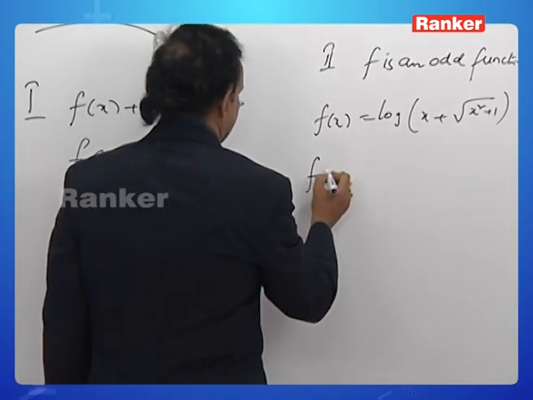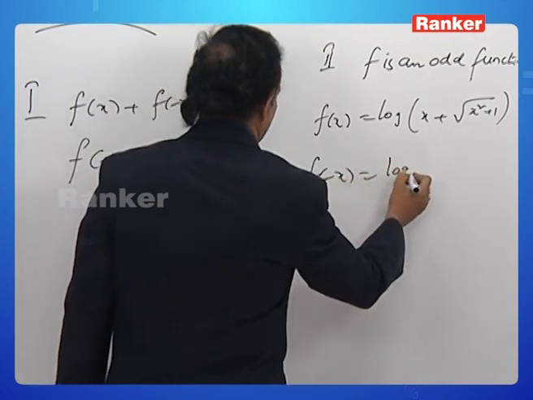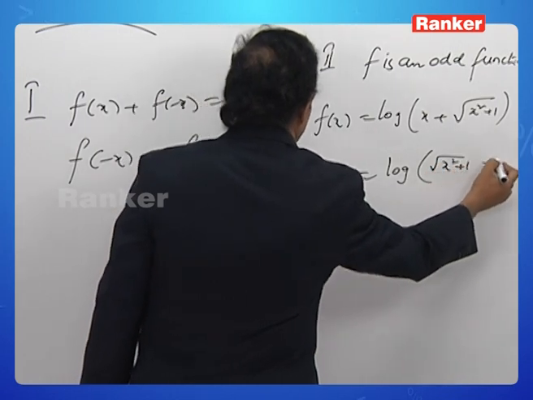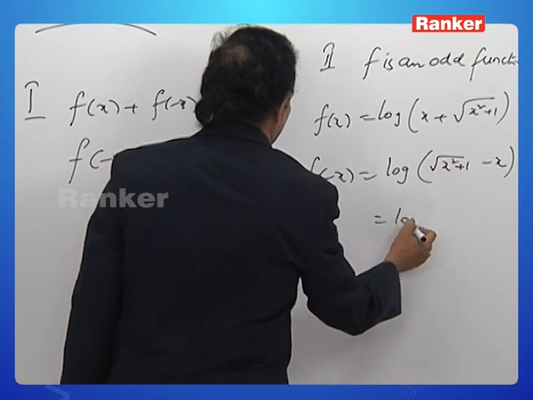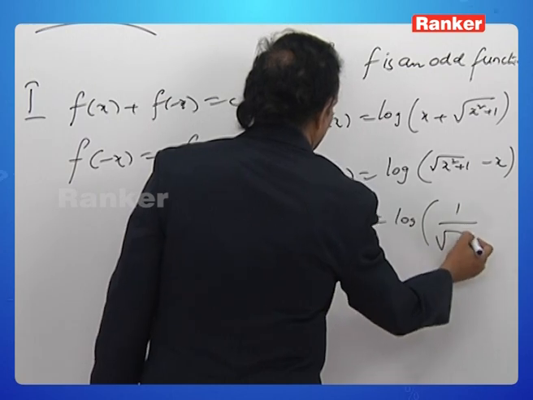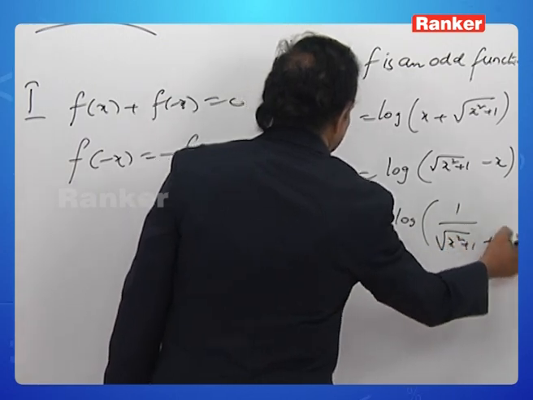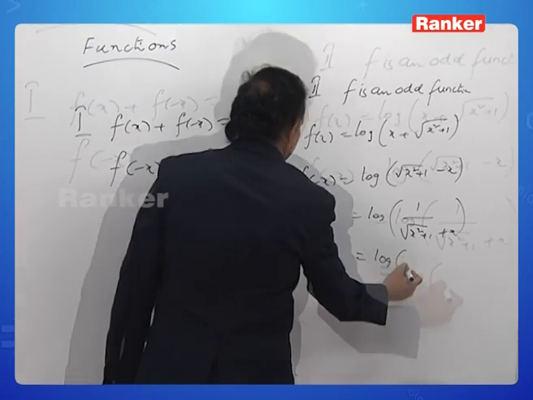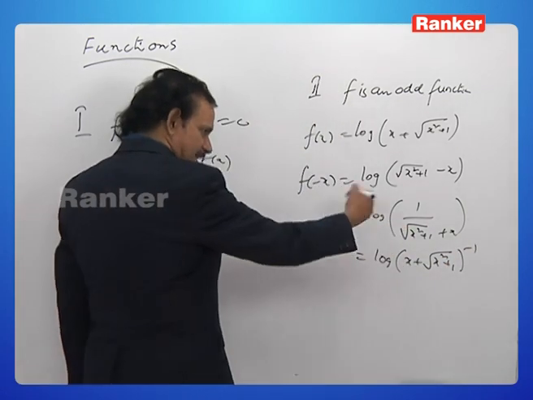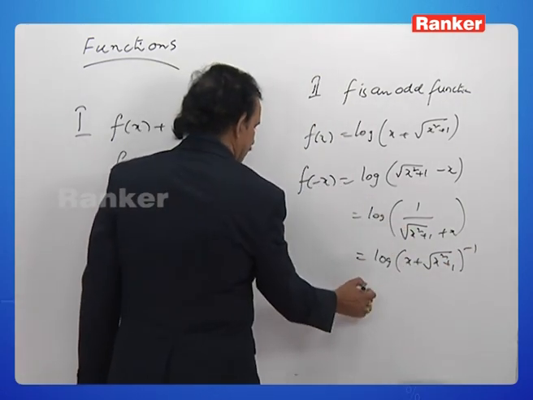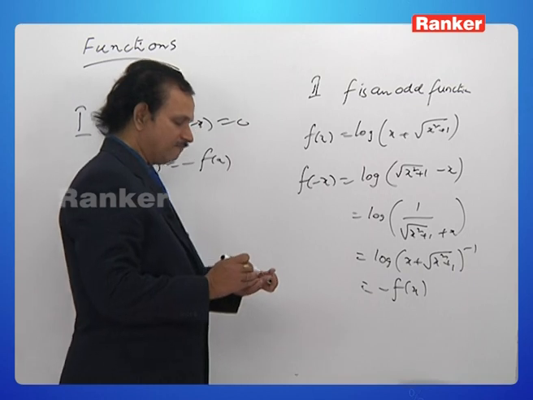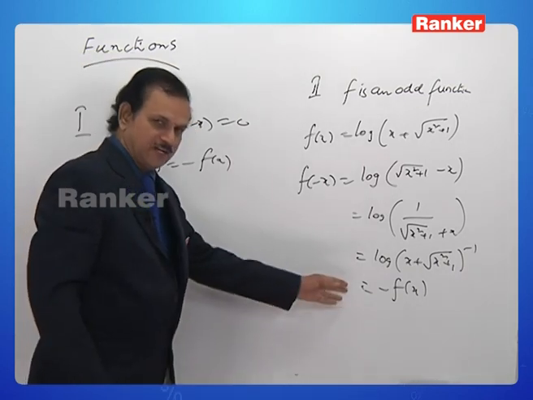Let us see. What is f of minus x? This is nothing but log of minus x whole square is x square, root of x square plus 1 minus x. This is equal to log of, let us rationalize that so that you will be having 1 by root of x square plus 1 plus x. This is nothing but log of x plus root of x square plus 1 whole to the power of minus 1, and that minus 1 comes to the front so that it becomes minus of f of x. f of minus x is equal to minus f of x. We are able to observe.